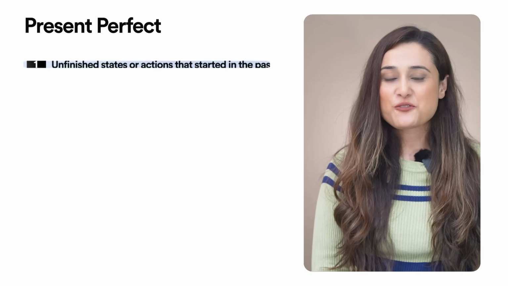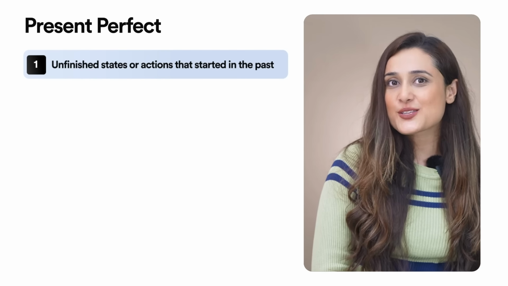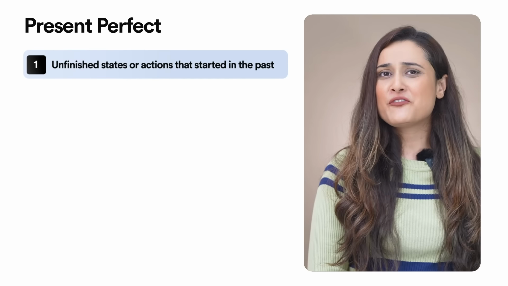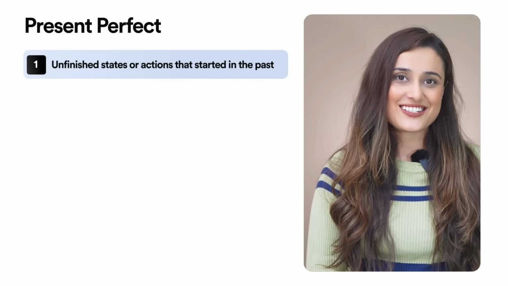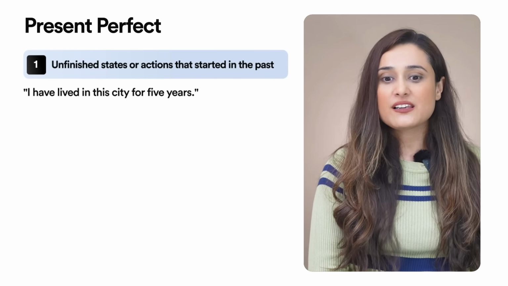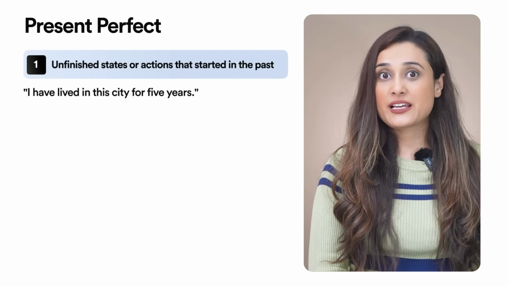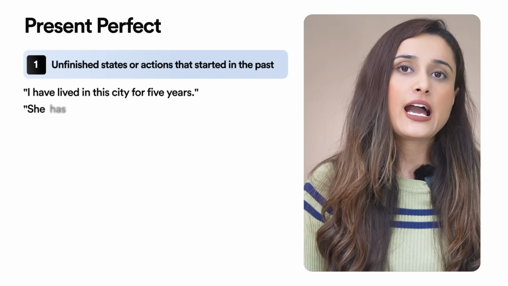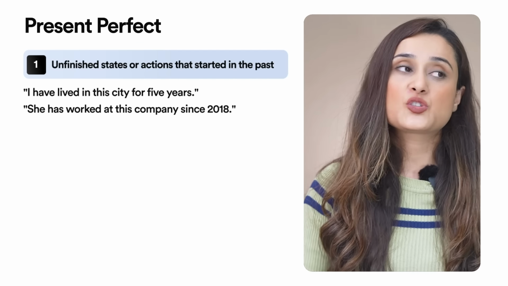The present perfect is easier to master than the name suggests. Here are some uses. First, for unfinished states or actions that started in the past. I told you, a very sweet blend of present and past. I've lived in this city for 5 years. That means I'm still living in this city. Okay, but I started to live here 5 years ago. Next is, she has worked at this company since 2018.